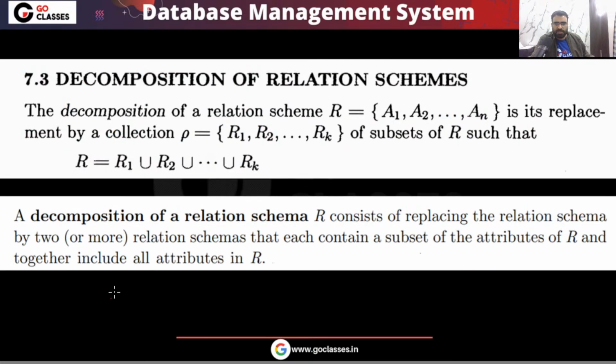You can see here also the decomposition of relation schema R. So this is the relation schema R that has n attributes. Decomposition simply means that we will replace this relation R with two or more sub-relations such that each sub-relation schema should be a subset of the schema of R. And also if we do the union of the schemas of all these sub-relations, then we should get the schema of R. Very simple.